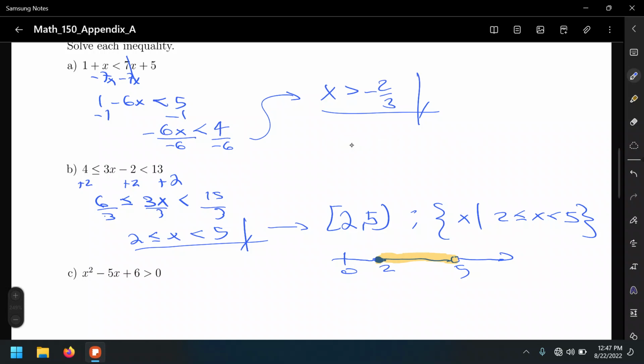This is 0 right here, and in this case, it goes on forever to positive infinity, right? That's how we describe the solution to that inequality using a graph. Or in interval notation as well, parenthesis, negative 2/3, all the way to infinity. All right?